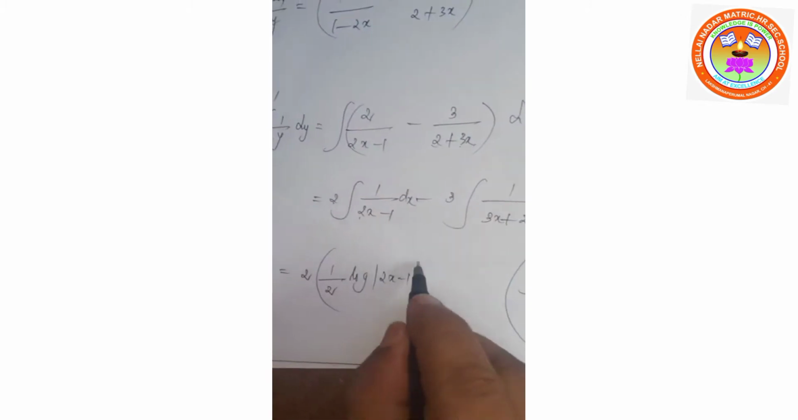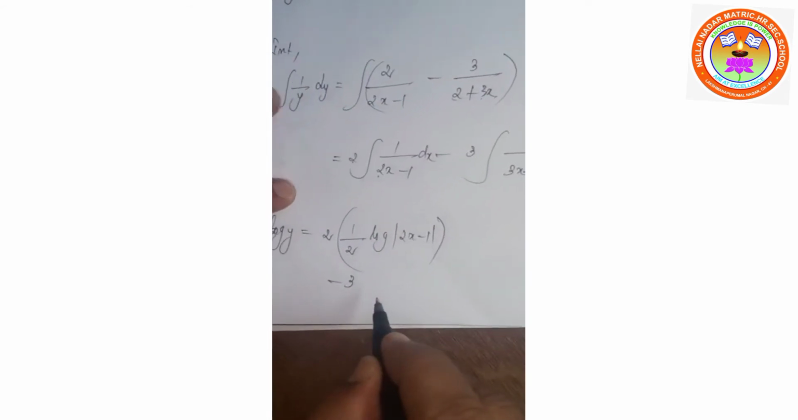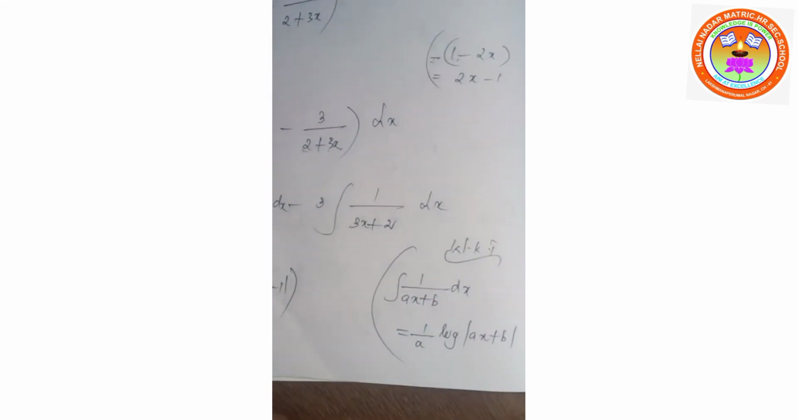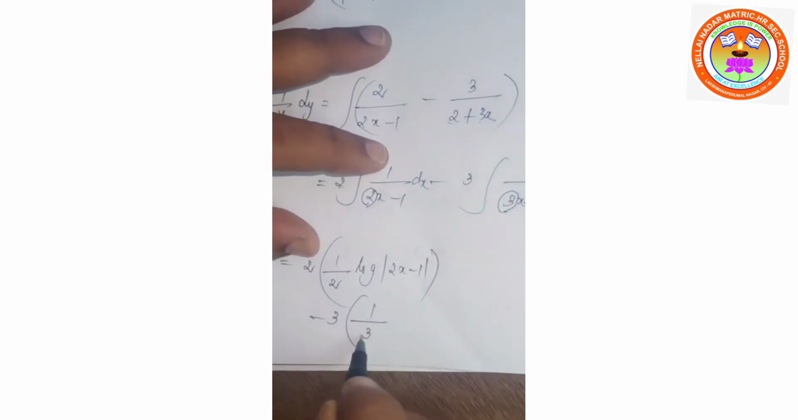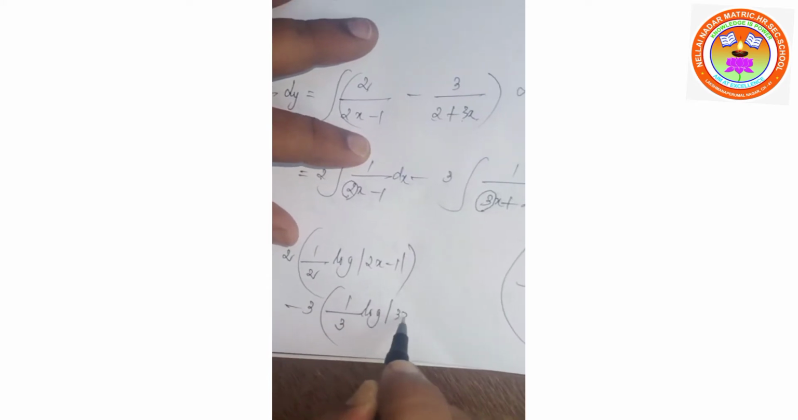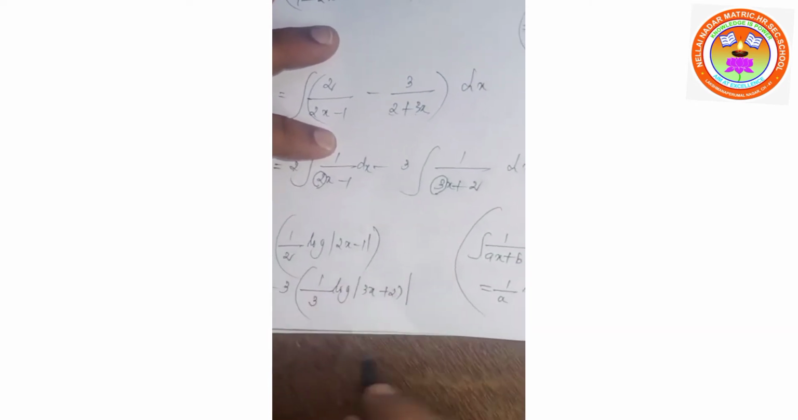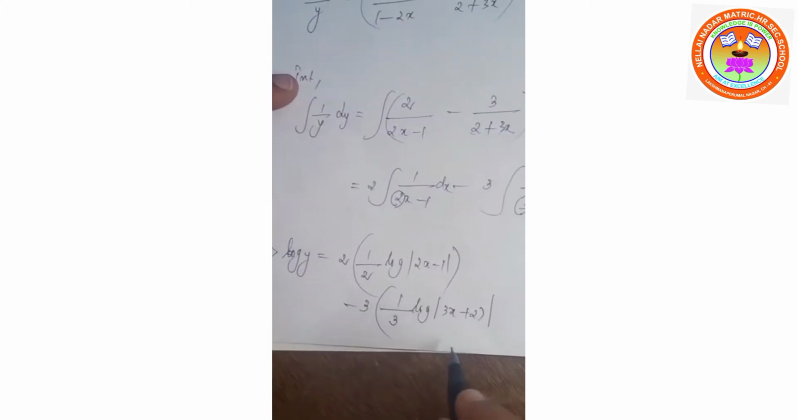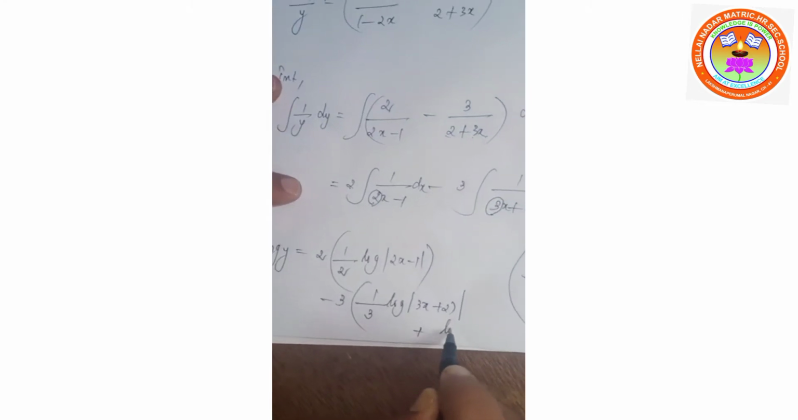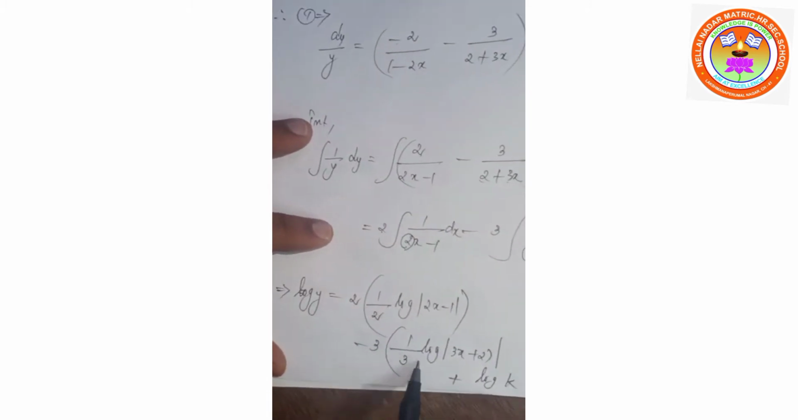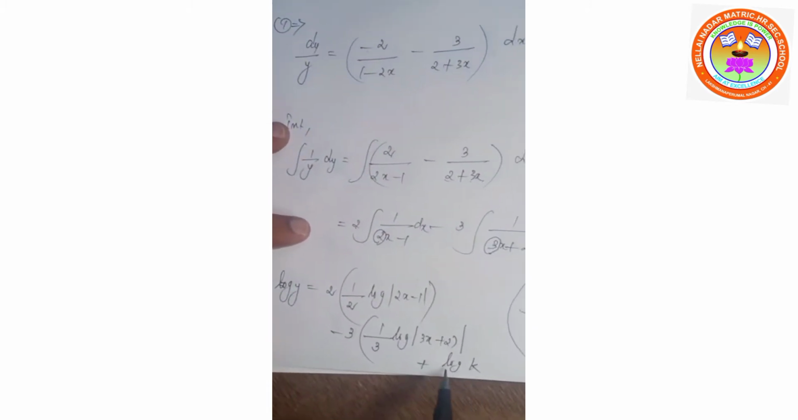This part is over. Minus 3 into, here 1 by a. What is a here? 3. Here 2, here 3. 1 by a into log of modulus of 3x plus 2. Once the integration is over, already told you, you have to introduce the constant. I am introducing the constant k. Instead of k, I am introducing log k, because here log, here log, here log, so you can introduce log k instead of k, remember.